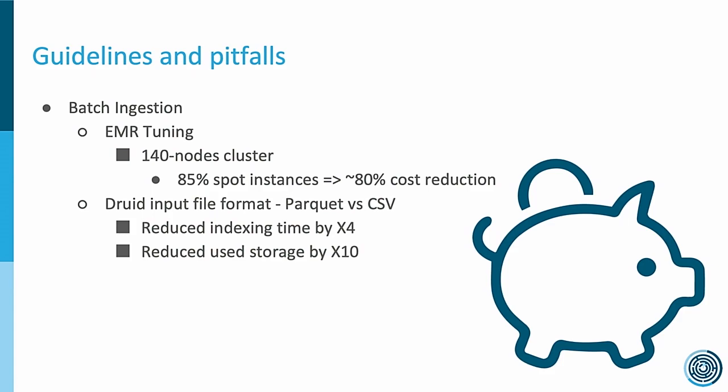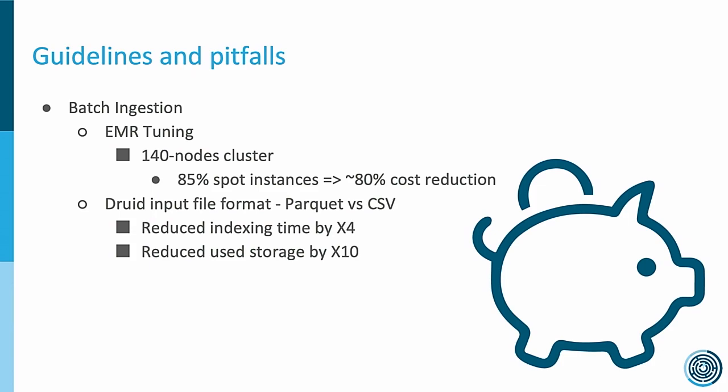Okay, let's talk about cost reduction for a while, because it's very important probably for all of you and for us, because we run on cloud and we pay as we go. We use batch ingestion, as I mentioned, and we had a relatively large cluster, a 140 nodes cluster, in order to run those MapReduce jobs that ingest the data into the cluster. What we've done is we switched 85% of them to run on spot instances, which is basically equivalent to Google's preemptible nodes or something like that. And we were able to reduce the cost by around 80%, which is a huge cost improvement.